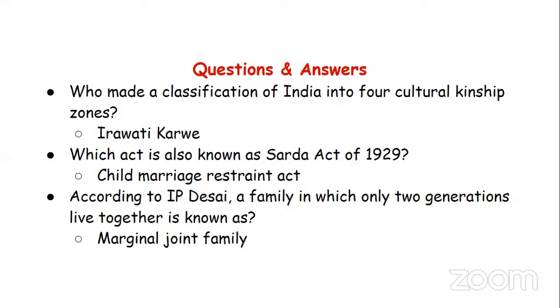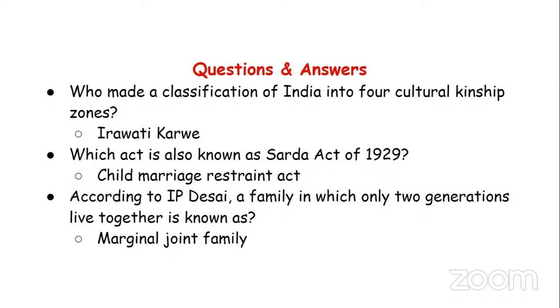Now let's look at some questions regarding today's class, or regarding the things we studied in today's class. First question: who made a classification of India into 4 cultural kinship zones? We just studied this, and the answer is Iravati Karve. She divided India into northern kinship zone, southern, central, and eastern. Then, which act is also known as the Sharda Act of 1929? The answer is the Child Marriage Restraint Act.